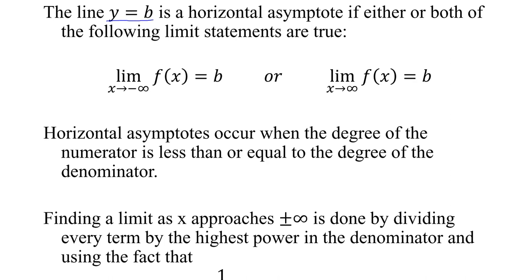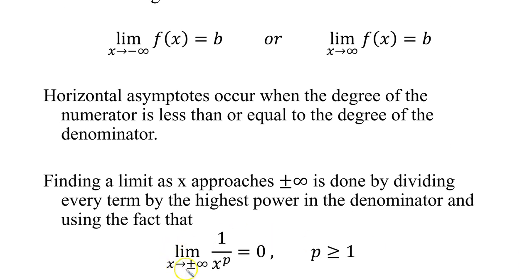So let's look just a little bit here. Remember that if we have x approaching positive or negative infinity of 1 over something to a power, and that power is larger than 1, then we're always going to get 0. So that's kind of where we're going from this. But the short way is this part right here. So that's really what we're going to be using.